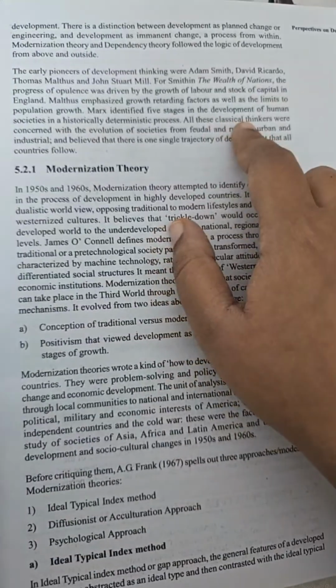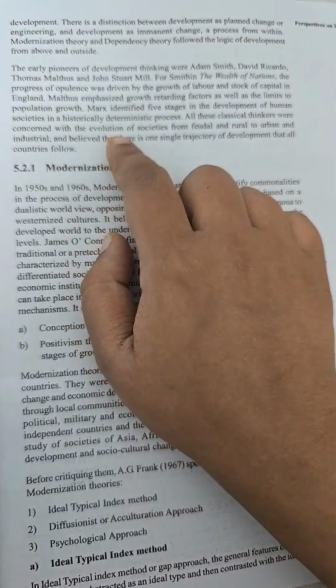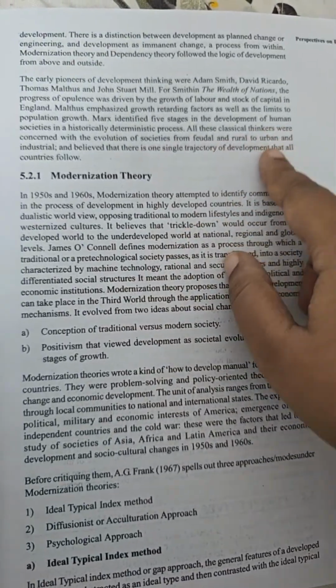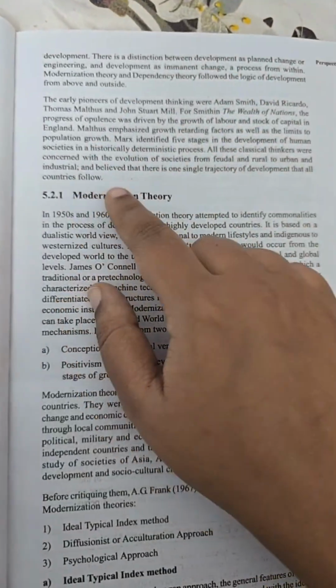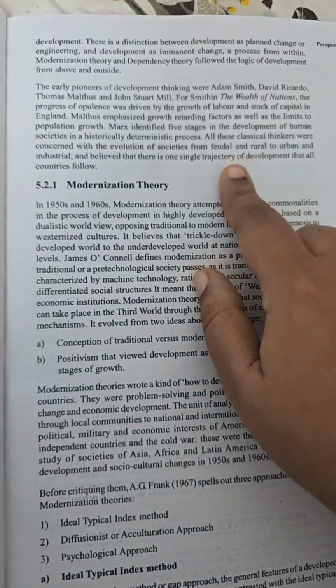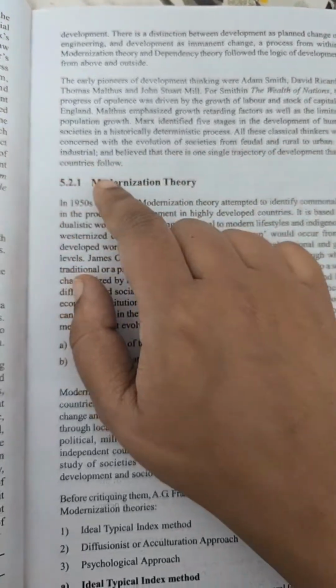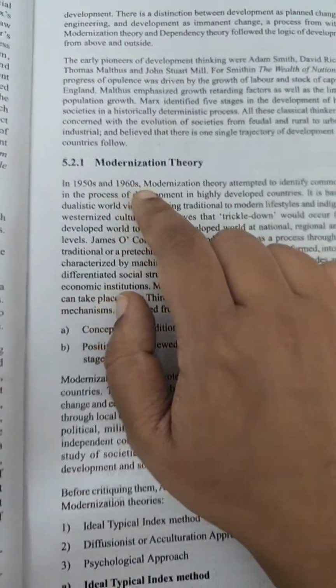All these classical thinkers were concerned with the evolution of society from feudal and rural to urban and industrial, and believed there is a single trajectory of development that all countries follow. Modernization theory.